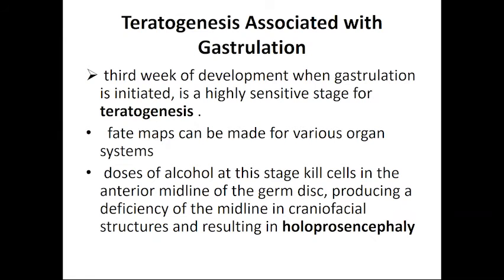Teratogenesis is associated with gastrulation. The third week of development, when gastrulation is initiated, is a highly sensitive stage for teratogenesis, because differentiation is still going on. Always remember, when the phase of differentiation is going on, the chances of malignancy or teratoma are very high due to any cause. Fate maps can be made for various organs. Doses of alcohol at this stage kill cells in the midline of the disc, producing deficiencies in the midline craniofacial structure, resulting in holoprosencephaly.